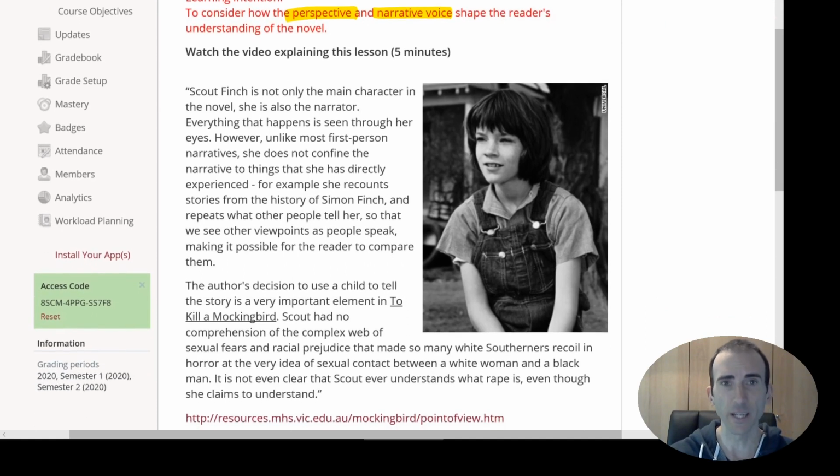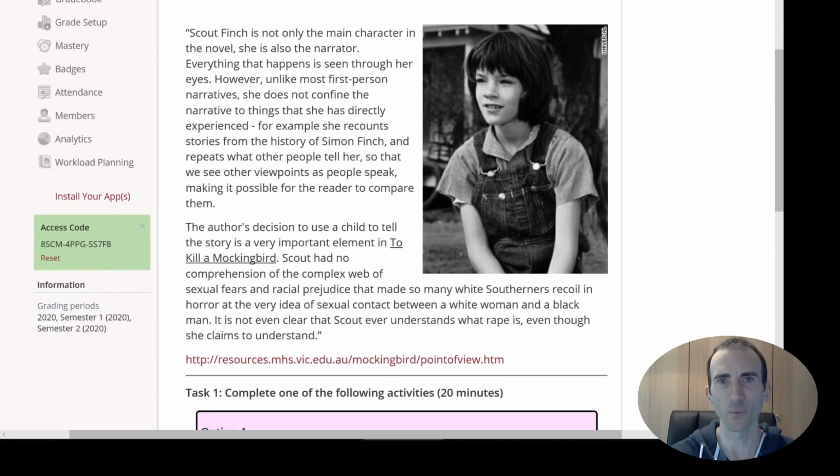There's a bit of text to read here. I'll help you out by going through it with you. Scout Finch is not only the main character in the novel, she's also the narrator. Everything that happens is seen through her eyes. However, unlike most first-person narratives, she does not confine the narrative to things that she has directly experienced. For example, she recounts stories from the history of Simon Finch and repeats what other people tell her, so that we see other viewpoints as people speak, making it possible for the reader to compare them.